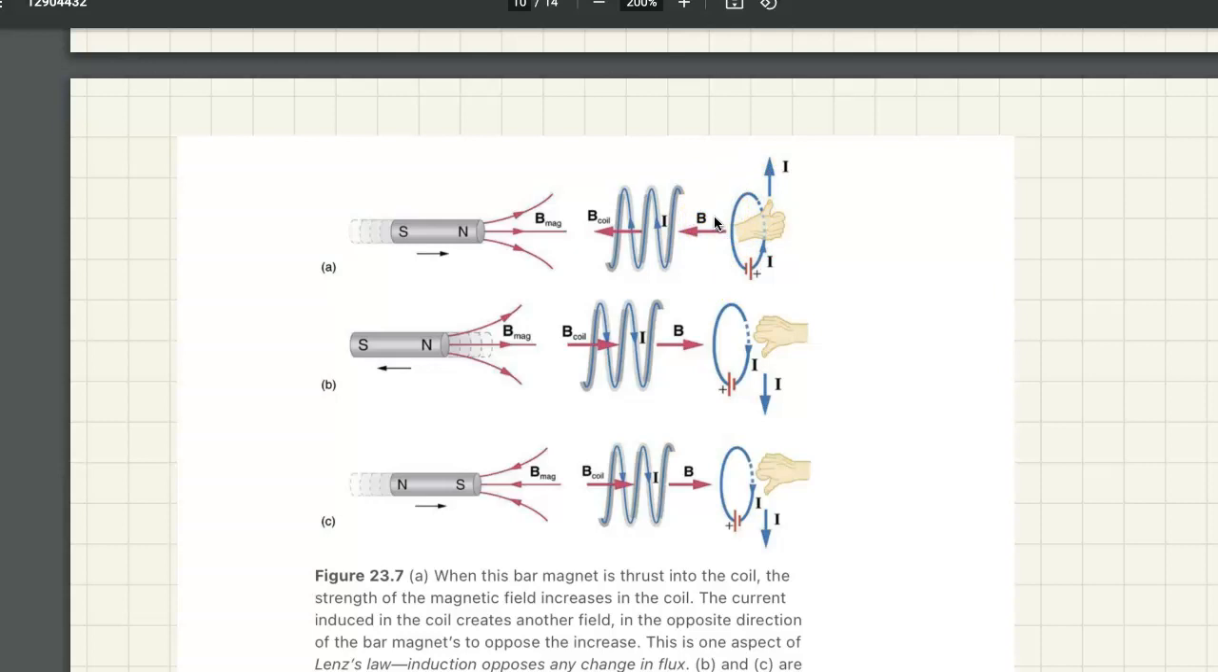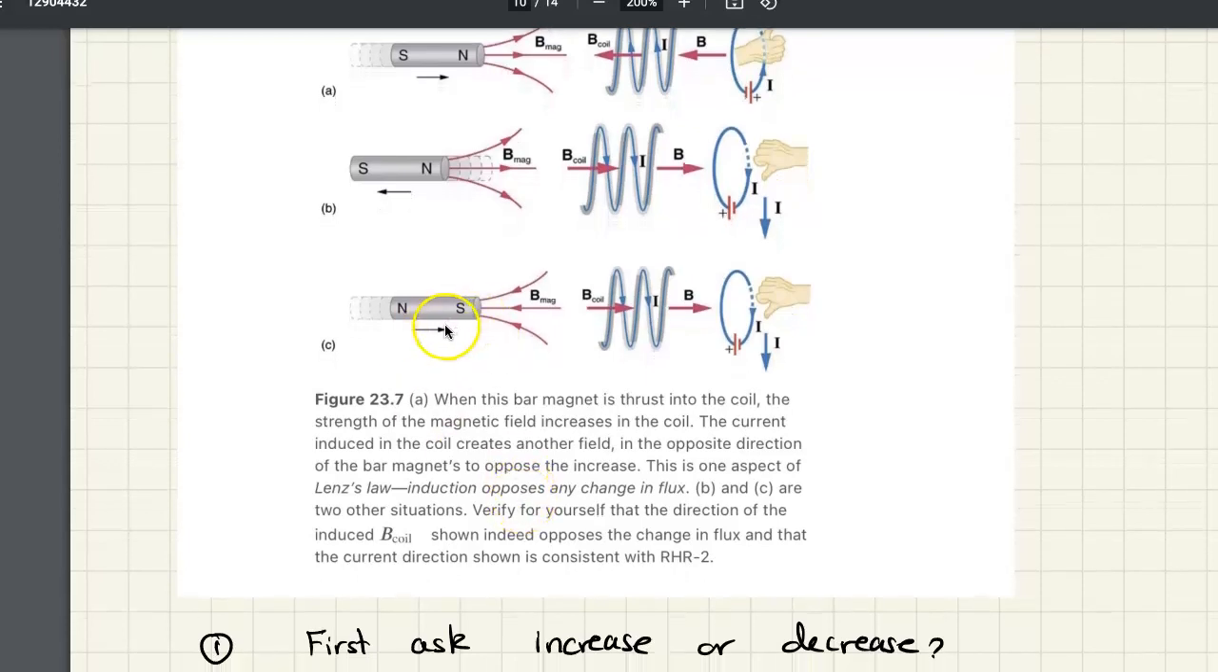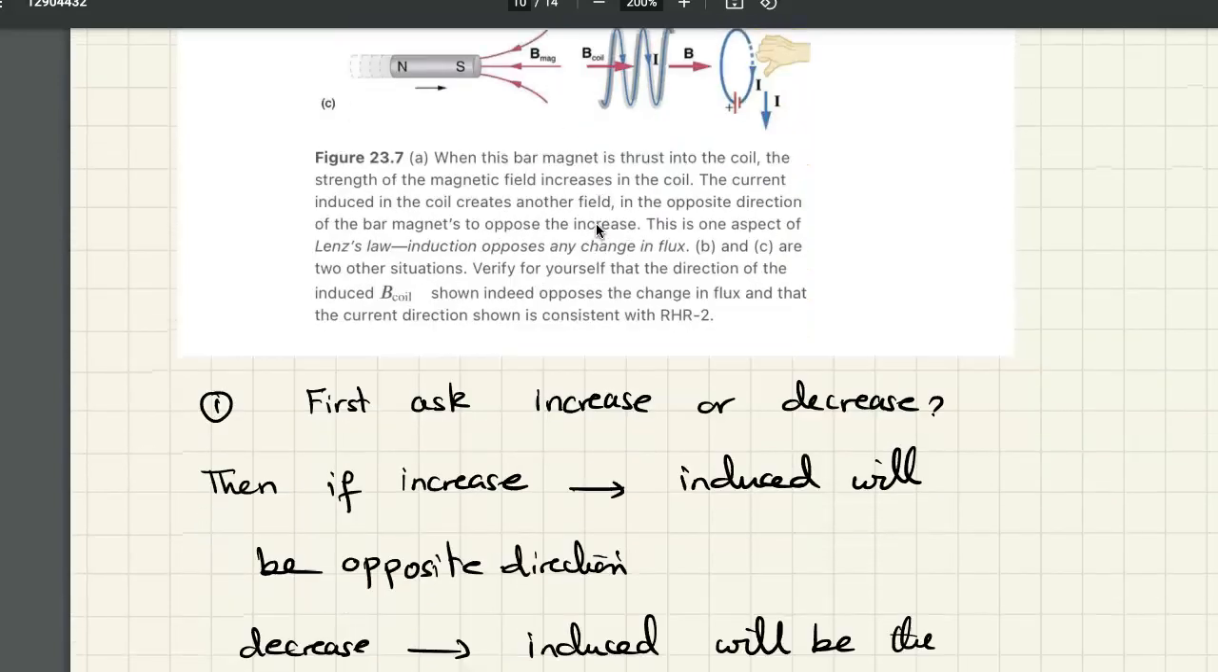Also, in the second one, we are bringing the magnet away from the coil, and therefore the original B and the induced B should be in the same direction, and based on that we are going to have the current going in the clockwise direction. Now this is when we reverse the magnet, so we have the south instead of the north, and it is going to be very similar.